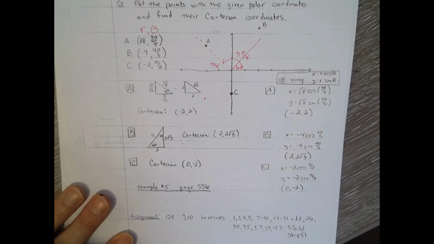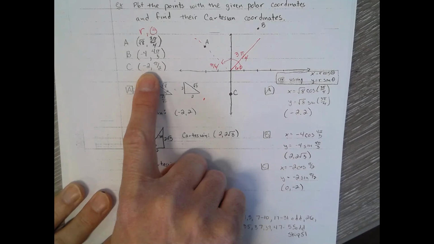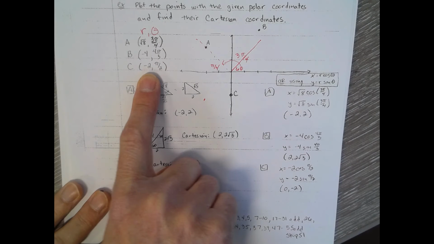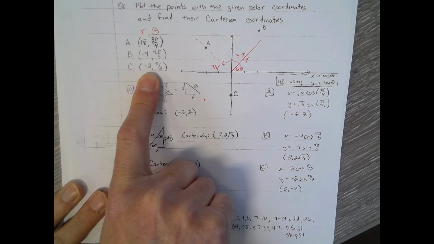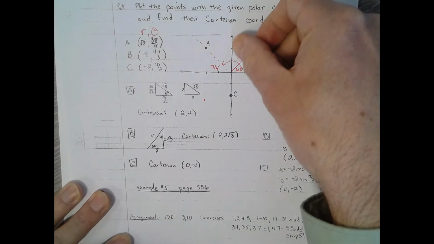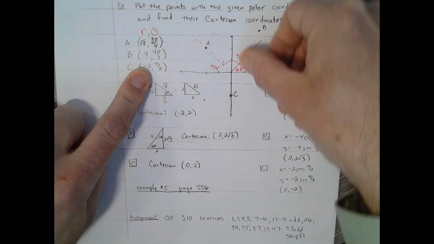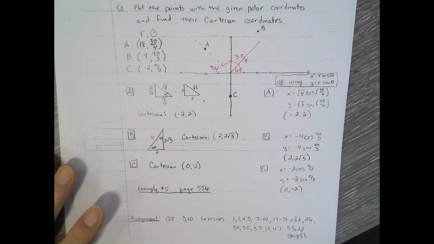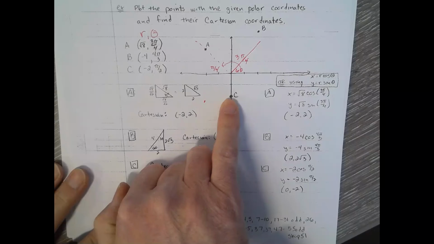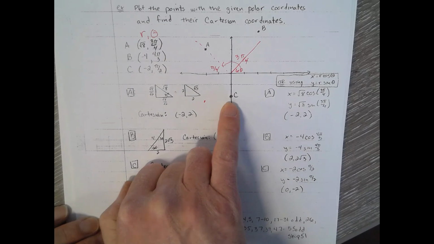Okay, so some more. Here's another one. C, negative 2 comma pi over 2. It's right down here. Oh, pi over 2 is right up here. So if it was 2 comma pi over 2, it would be right there. Since it's negative 2, we go down to there. We flip it through the origin. So that's C. The Cartesian corresponding point would be 0 comma negative 2.